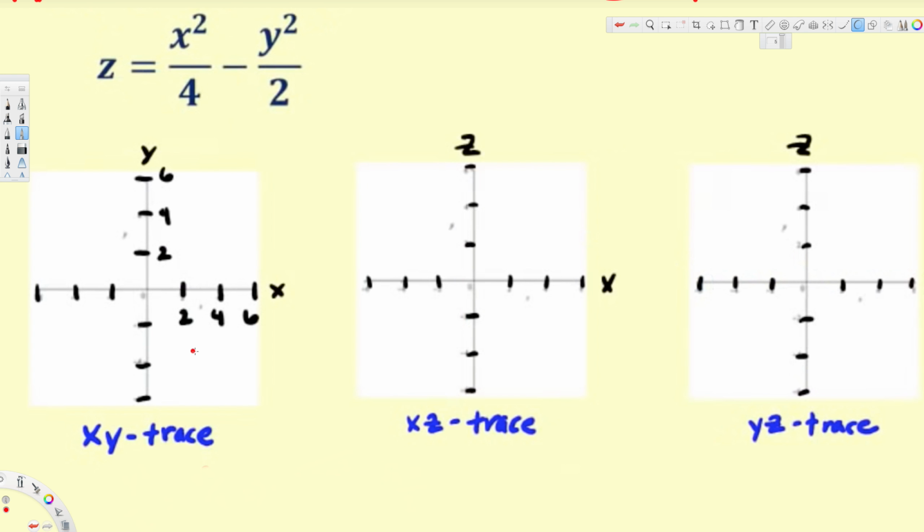To find the xy trace, we have to equate z equal to 0. So we are going to have 0 is equal to x square over 4 minus y square over 2. Therefore, if I move this y square over 2 to this side, that's going to become y square over 2 is equal to x square over 4. Therefore, if I solve for y, that's going to be the square root of 2x square over 4.